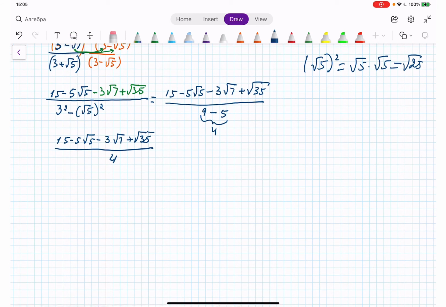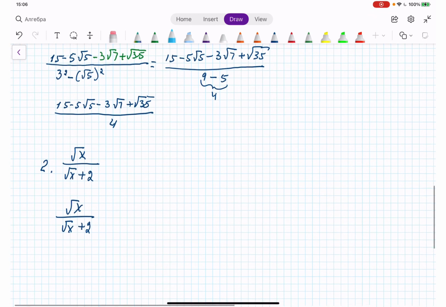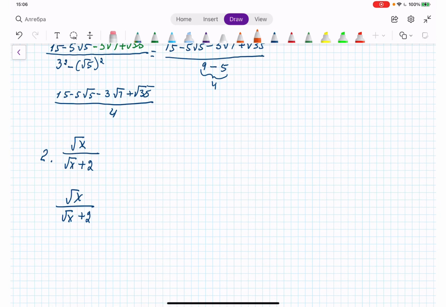Okay, another one, number 2. Solving number 2. Rationalizing the denominator, we have square root of x divided by square root x plus 2. So take a guess to rationalize. What do we have to do? That's right, we need to multiply and divide by square root x minus 2. Plus 2, and we are multiplying square root x minus 2.